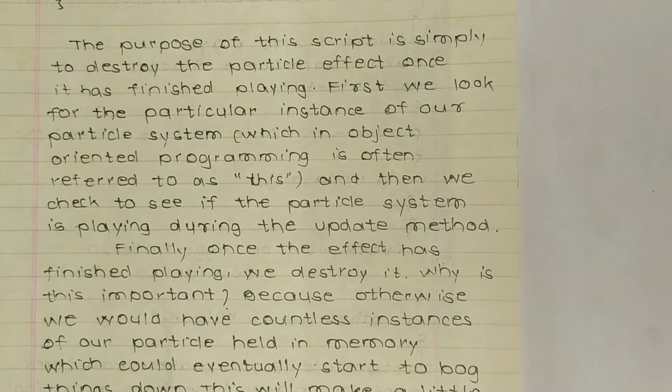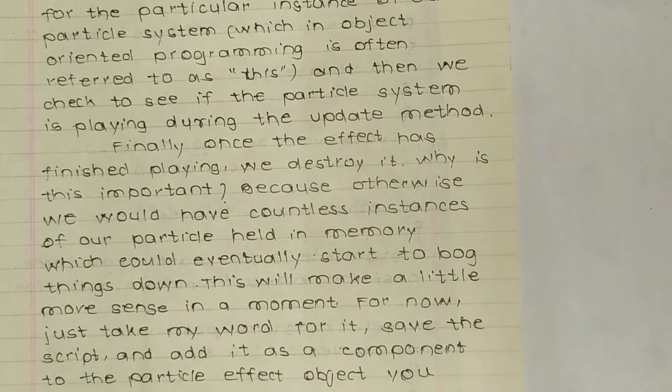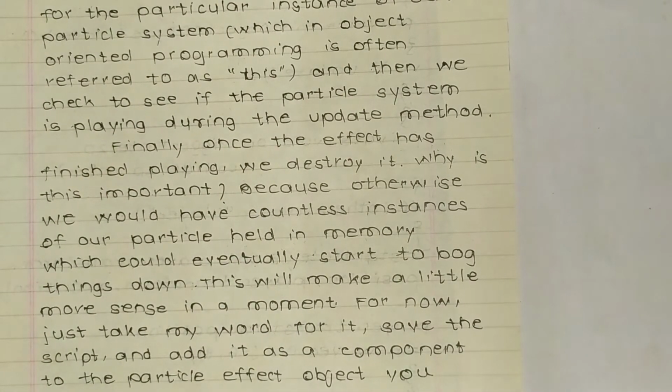The purpose of this script is simply to destroy the particle effect once it has finished playing. First we look for the particular instance of our particle system, which in object oriented programming is often referred to as this, and then we check to see if the particle system is playing during the update method. Finally, once the effect has finished playing, we destroy it. Why is this important? Because otherwise we would have countless instances of our particle held in memory, which could eventually start to bog things down.